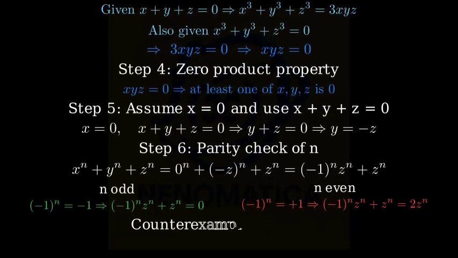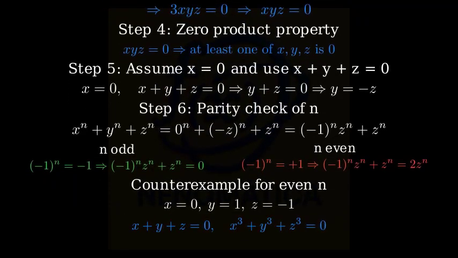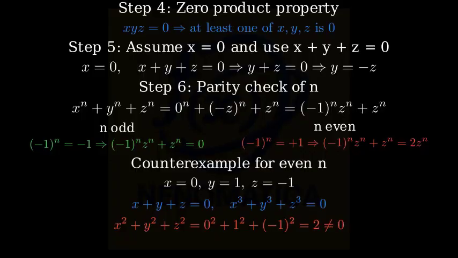A quick counterexample to the all natural n claim. Let x be 0, y be 1, and z be negative 1. Then x plus y plus z equals 0, and x cubed plus y cubed plus z cubed equals 0. But for n equals 2, the sum of squares is 2, not 0. This shows that the statement must be restricted to odd n, or the trivial case where all three numbers are 0.